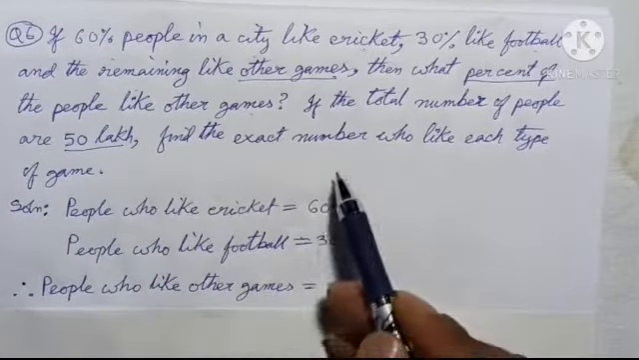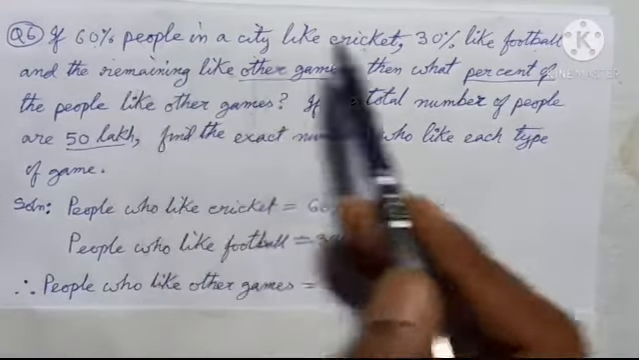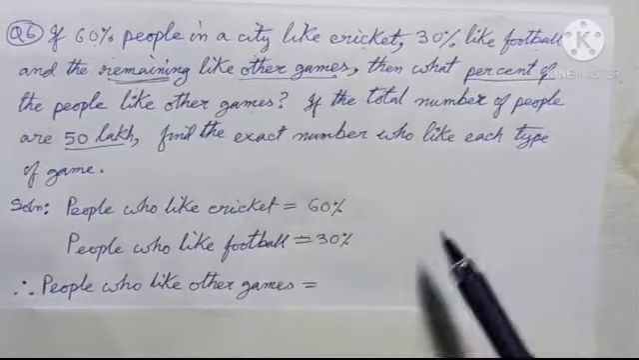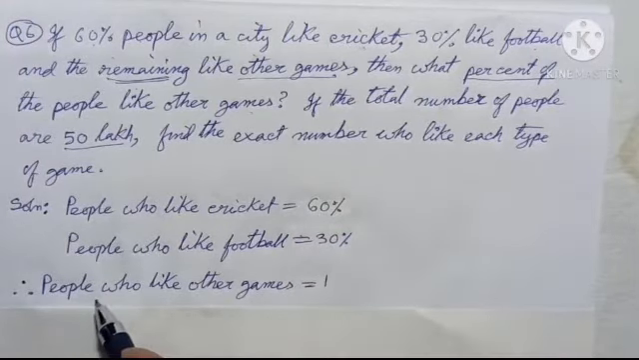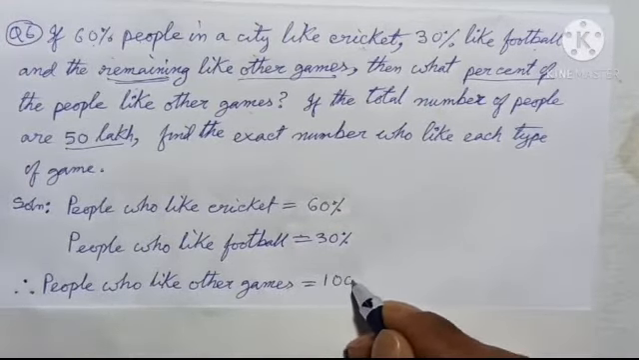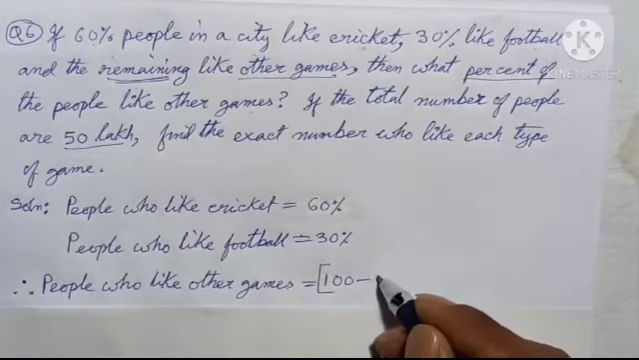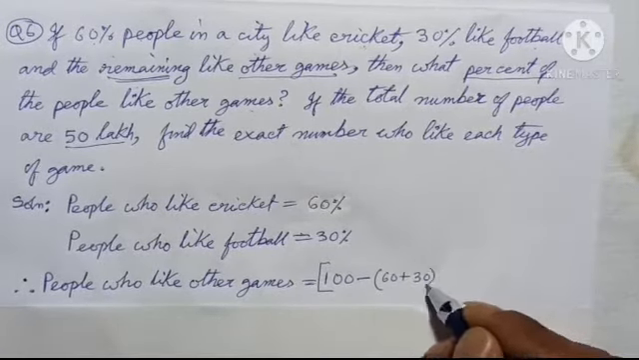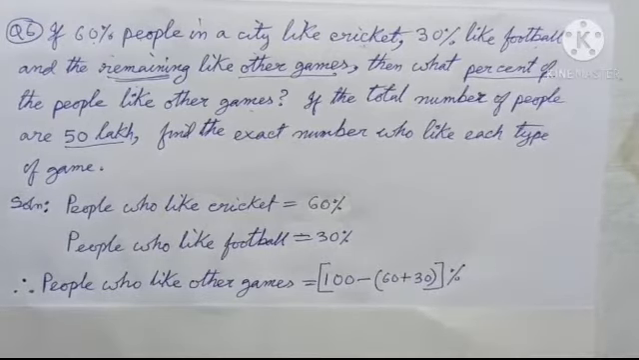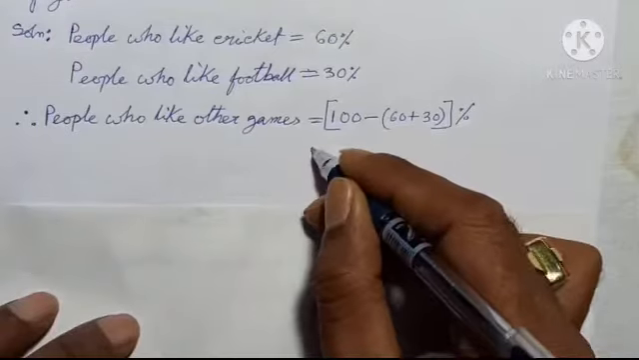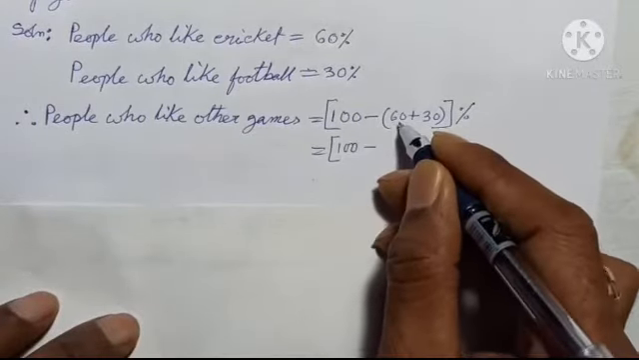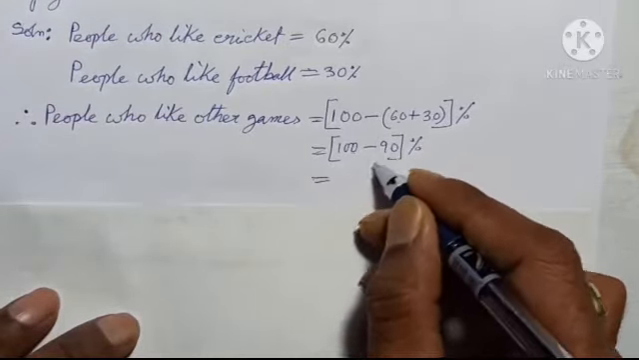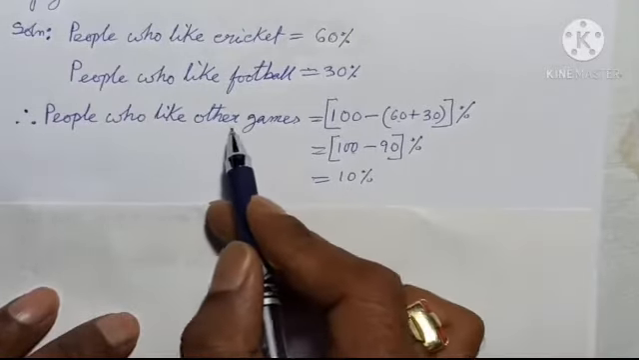The people who like other games is the remaining. So people who like other games percentage is 100 minus what is taken. 60 plus 30 is 90 percent. 100 minus 90 is 10%. So the percentage of people who like other games is 10%.